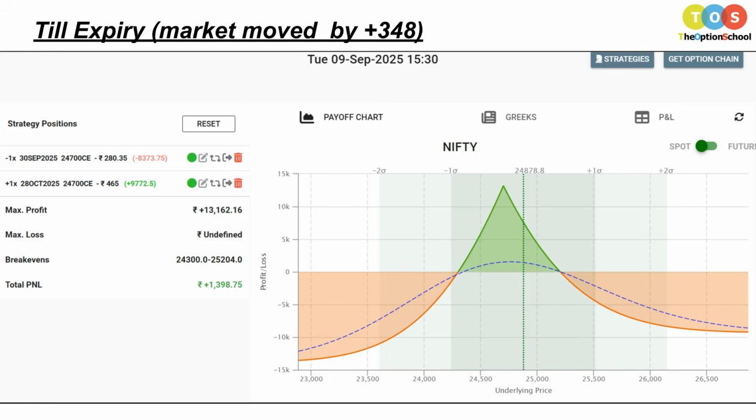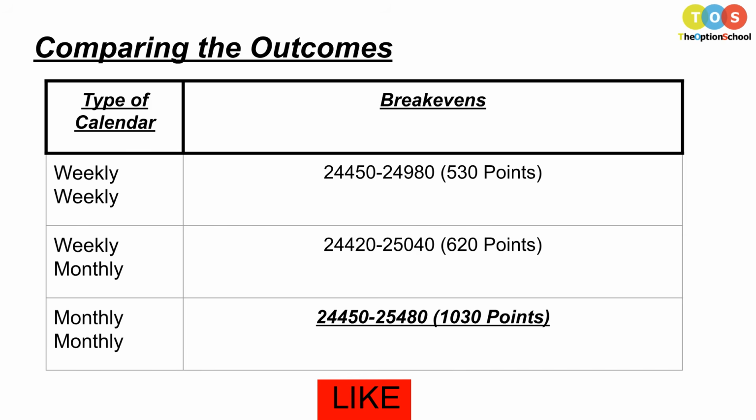Let us now compare. First, let us compare the break-even range. The weekly calendar is giving 530 points, weekly-monthly 620 points, and the widest is the monthly calendar, which is giving us 1030, giving us maximum tolerance for a wild move in the market. So definitely it is safer.